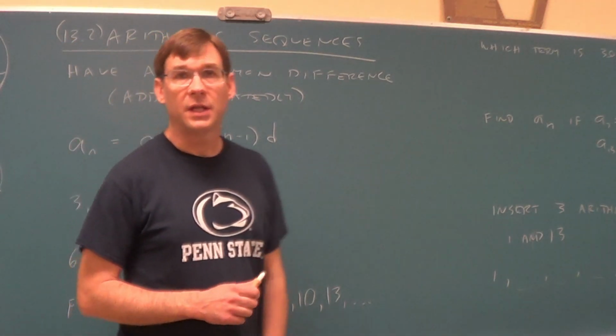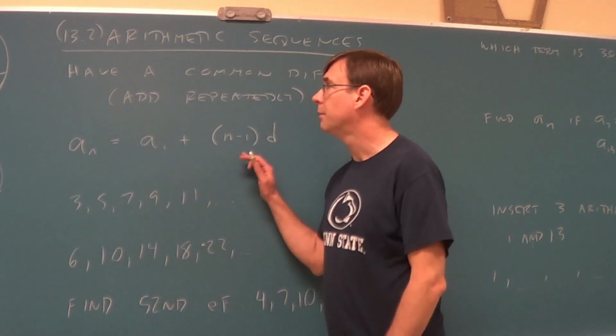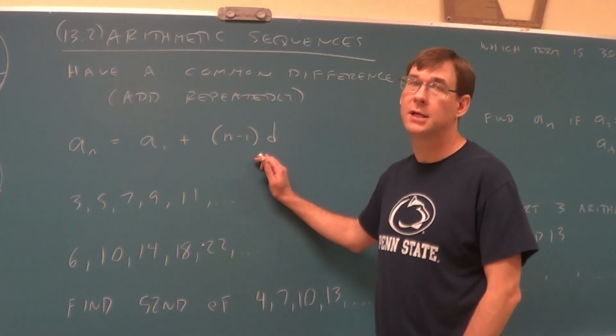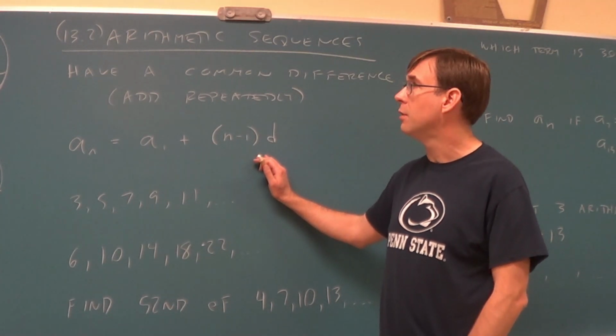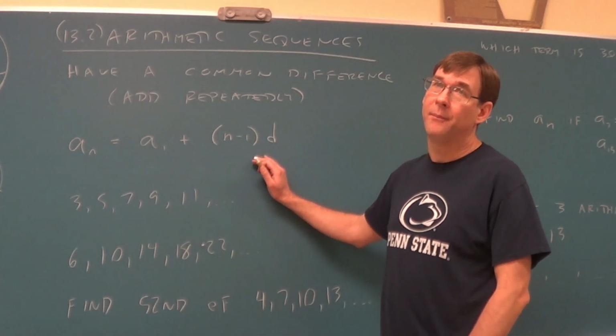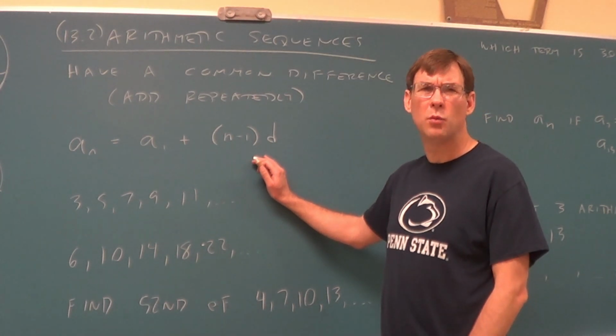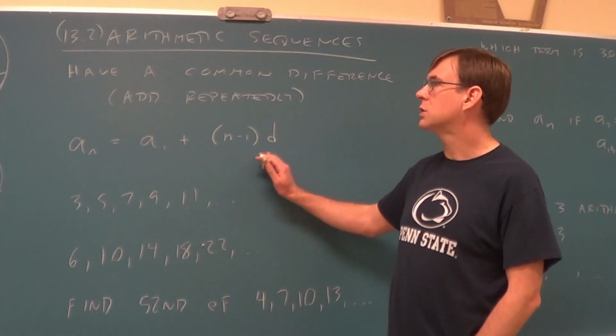So trig, we're in 13.2. 13.2 is going to be about a thing called arithmetic sequences. I dropped that name on you in 13.1. Some of the sequences we did in 13.1 were arithmetic. So what's going on today?